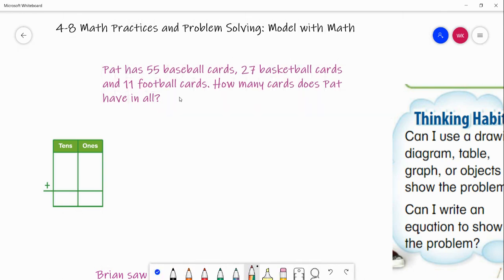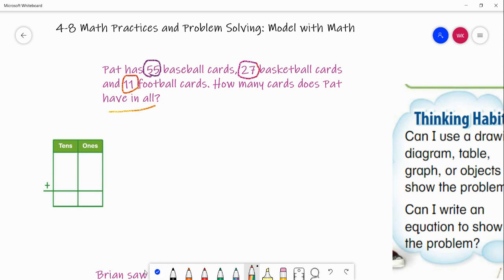Always with our story problems, remember you want to circle or underline the numbers that you are going to be using. So we're using 55, 27, and 11. And we are going to try to figure out how many cards does he have in all. So remember, my first step always is to circle or underline the numbers you're going to be using. My second step always is to figure out if you are adding or if you are subtracting in your story problem. And then go ahead and start working at it, see what you need to do. So we're trying to figure out how many cards Pat has in all.